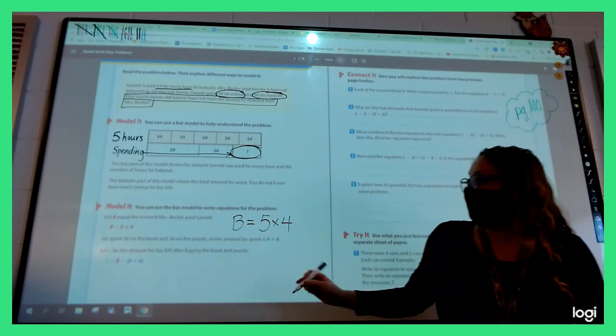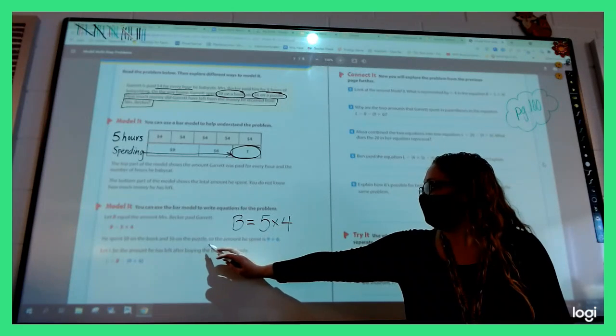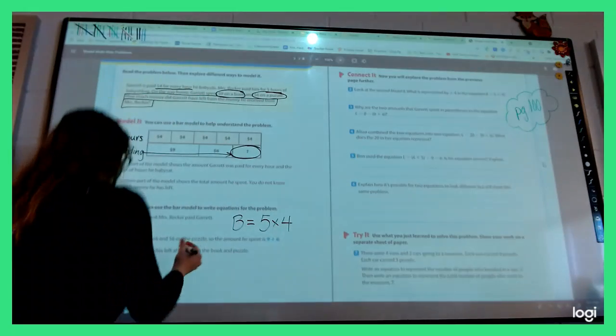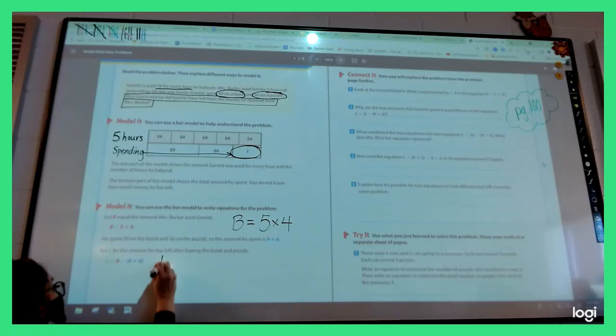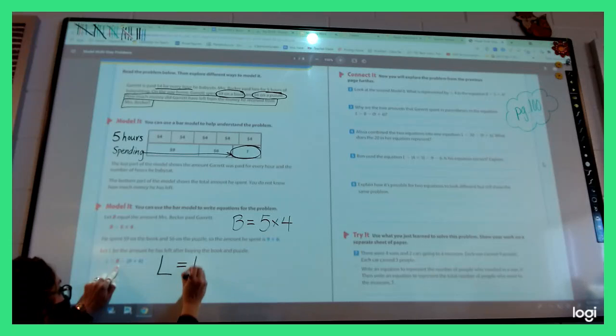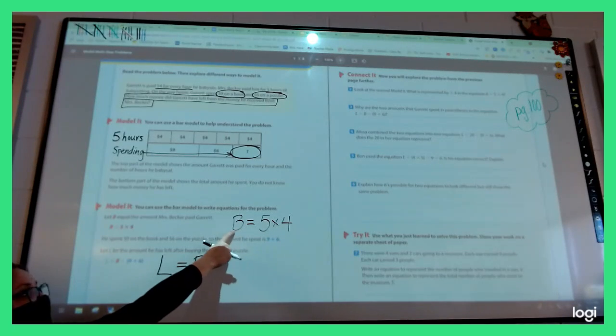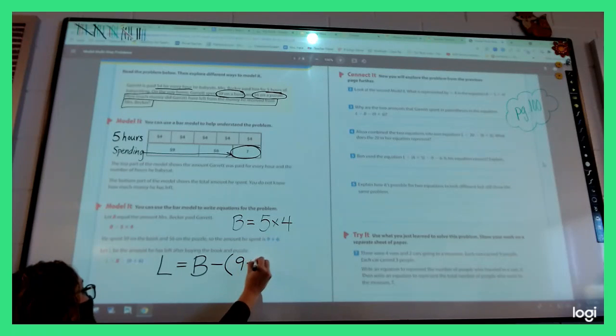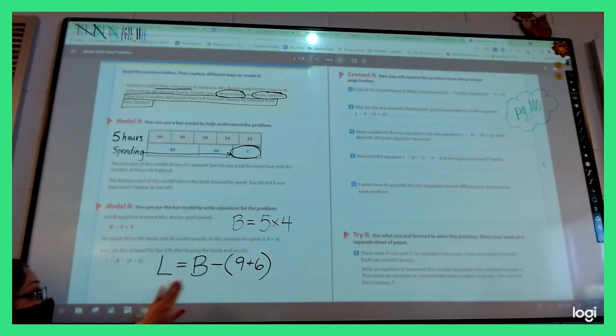And now, if he spent $9 on the book, $6 on the puzzle, so the amount he spent was 9 plus 6. So, I'm going to rewrite this larger. So everyone write it with me. L is the amount of money he has left over, which is what we want to solve for. So first they're saying we can put a B in here. What did B stand for? Abby? How much money he earned while babysitting, right? Okay, so B is how much money he earned while babysitting, and then we're going to take away the amount of money he spent. So I know we have 2 different variables now, but we can solve for B and fill in for B.